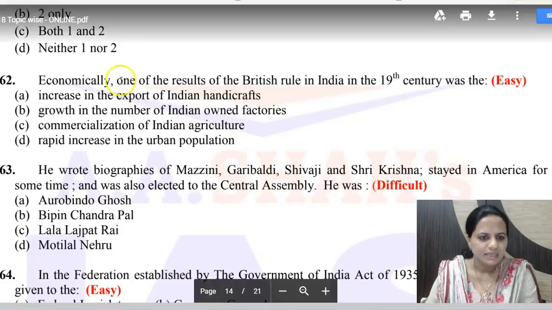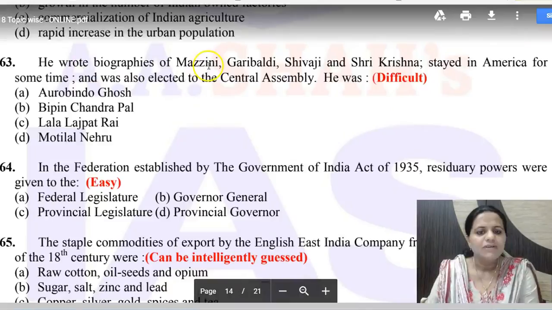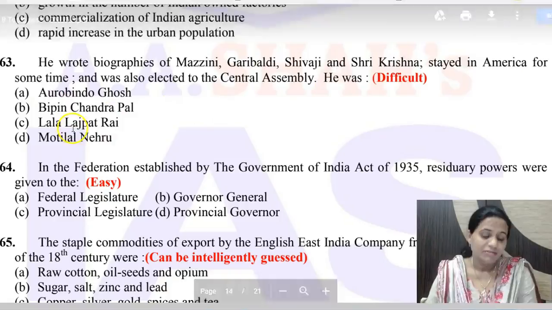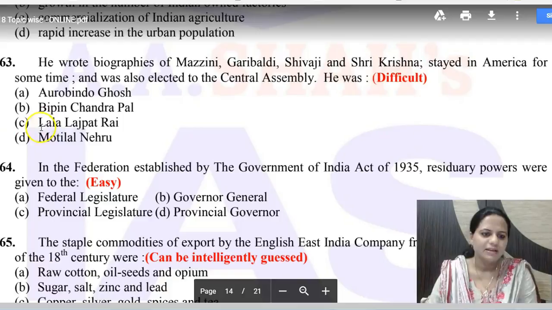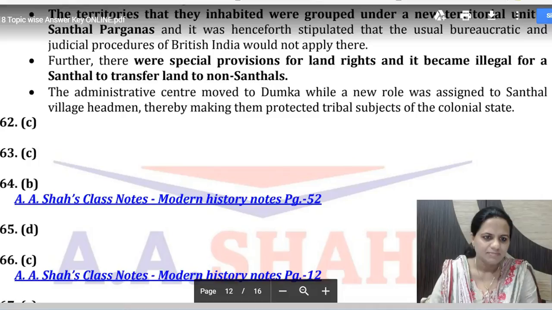Next is, he wrote biographies of Mazzini, Garibaldi, Shivaji and Shri Krishna, stayed in America for some time and was also elected to the Central Assembly. If you have this much knowledge, great, but for me, I put it under the difficult category. The answer is Lala Lajpat Rai, C.